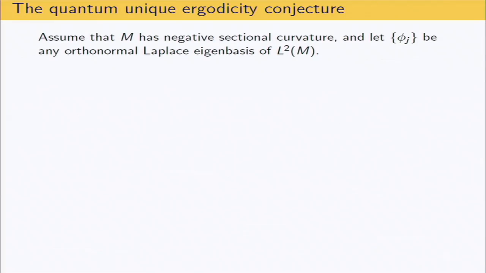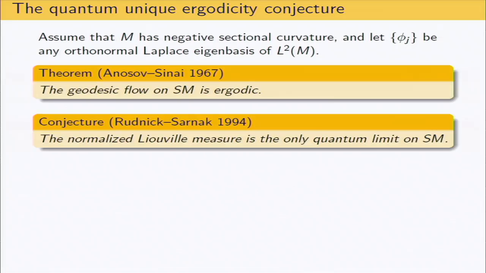Okay, and so once we discussed the ergodicity and the quantum ergodicity theorem, it's time to talk a bit about the quantum unique ergodicity conjecture. In this conjecture, we assume that M has a negative sectional curvature, and we still take any orthonormal Laplace eigenbasis. Under this assumption, the famous Anosov-Sinai theorem from '67 says that the geodesic flow is ergodic. In fact, it is much more chaotic than ergodic.